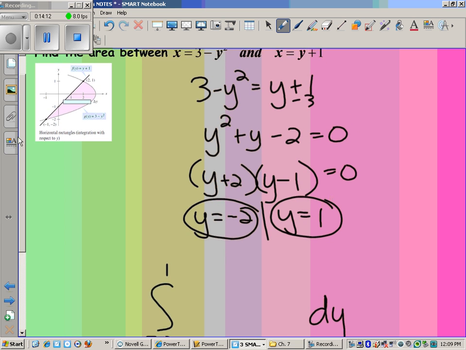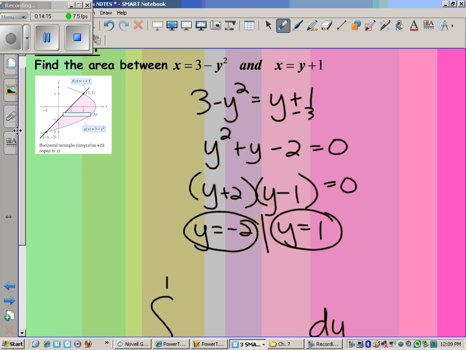So I've got to figure out who's bigger. But I want to do it with respect to y, which means I want to figure out which x value is bigger, right? You turn your head sideways, and you're looking for which x value is bigger. What values do I want to test in between? In between negative 2 and 1, so you choose 0. Who is greater? The 3 minus y squared is?